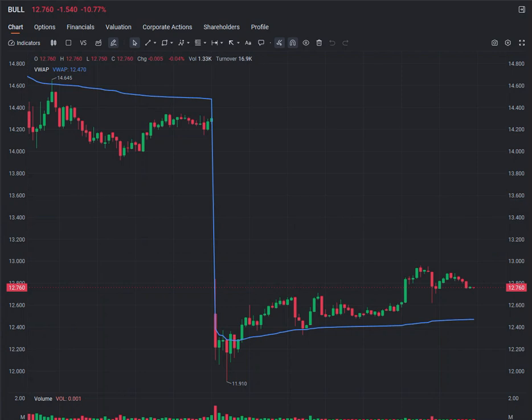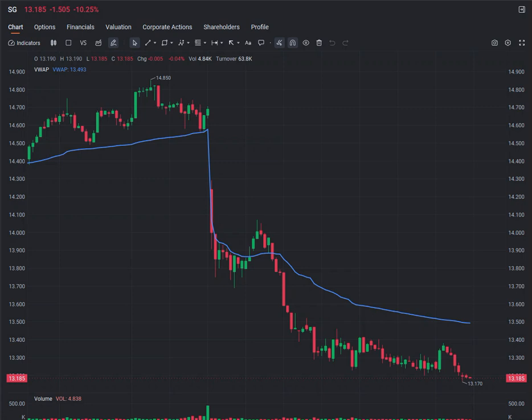Moving on. Sweetgreen, SG. That's a Chinese company. Okay. Here there is no doubt what the trend is. So gap down, reversal, breaking down under the VWAP. Was there a trade here? Was there a trade here?